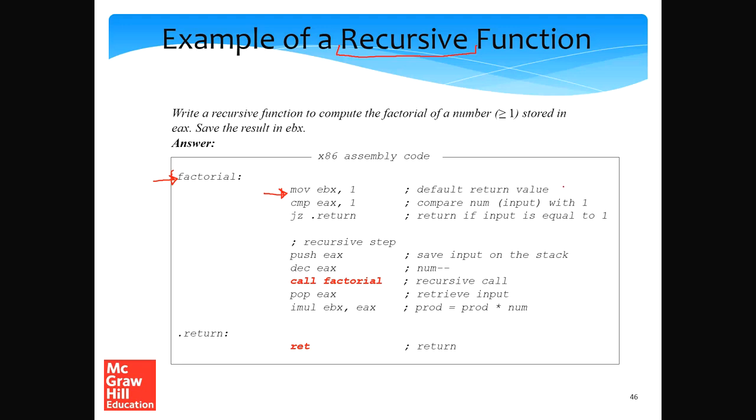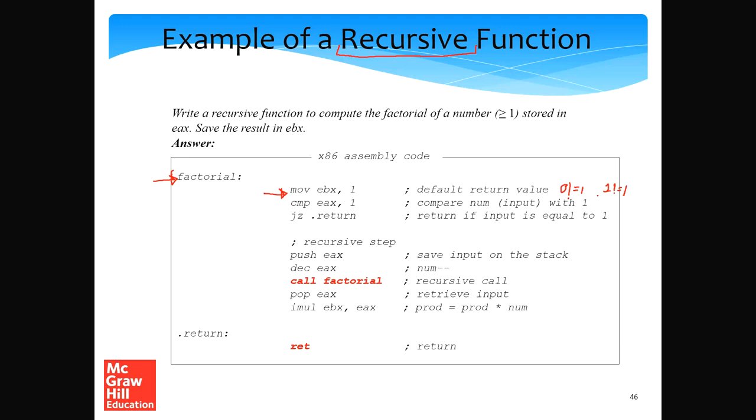Maybe I can write it over here. 0 factorial is what? This is essentially equal to 1. 1 factorial is also equal to 1. Right? So basically the default return value we put in EBX. And then we compare EAX with 1.